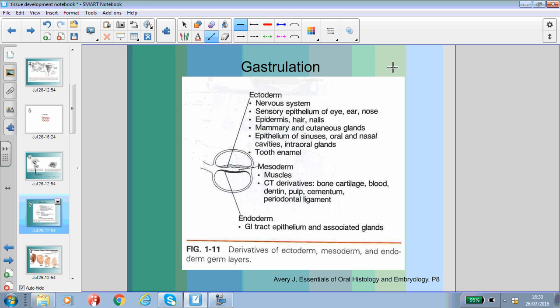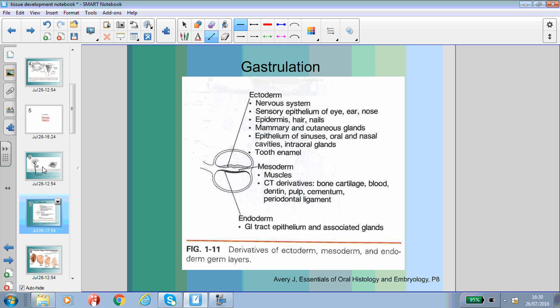Following on from here, around 16 days, so just over 2 weeks from fertilisation, we've got a process of gastrulation. Gastrulation is where the embryonic disc starts to split into a little stalk here that connects it to the uterine wall, and then a disc. And that disc itself forms 3 layers.